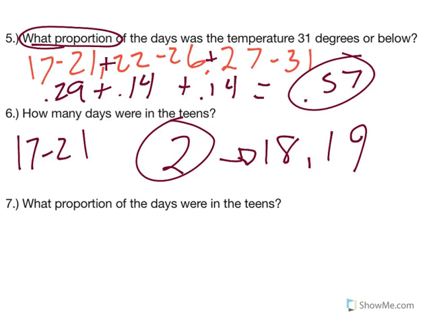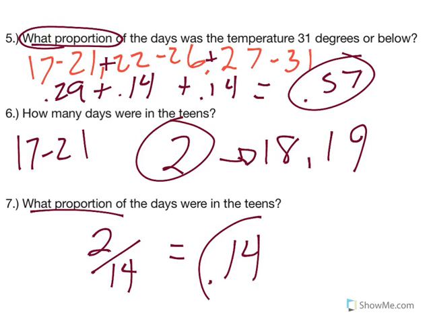And now, what proportion of the days were in the teens? What proportion? Well, that's 2, and we know we had 14 days total, so 2 divided by 14 is simply 0.14. And there's the answer to that one.